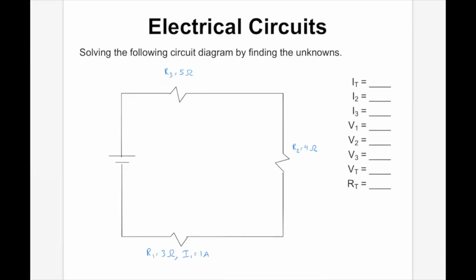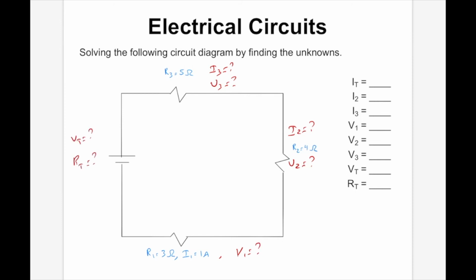Solve the following circuit diagram by finding the unknowns. So all the unknowns we need are on the right-hand side. Pretty much need to figure out everything. We need to figure out I3, V3, I2, V2, V1, and then we need to find out VT and RT.